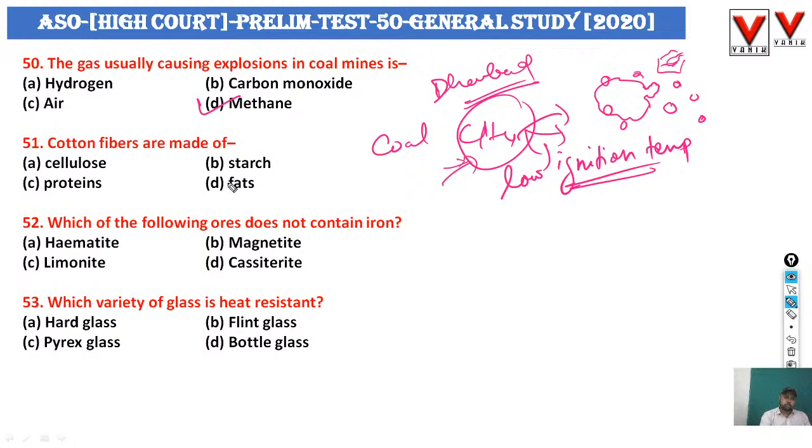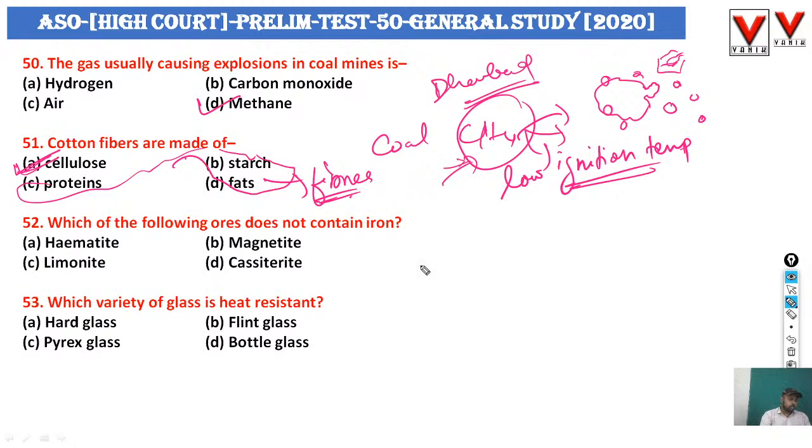Then moving to the next question, we have question number 51. Cotton fibers are made up of cellulose, starch, fats, and proteins. These are all animal products. They are never used in making any kind of fibers or clothing equipment. It is simply the cellulose of the cotton plant that is used for making cotton fibers. So the answer to this question is option A.